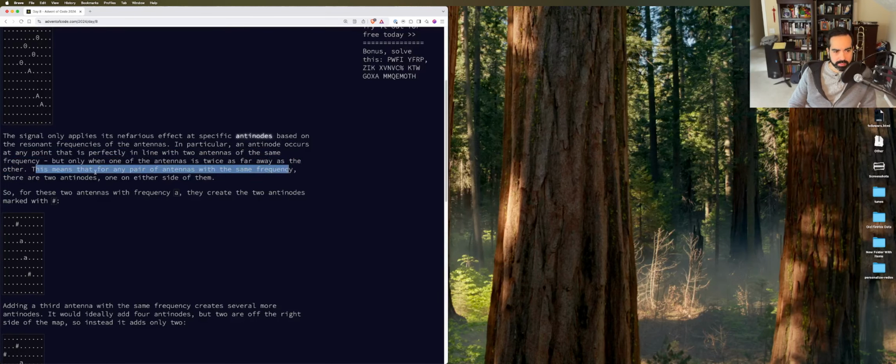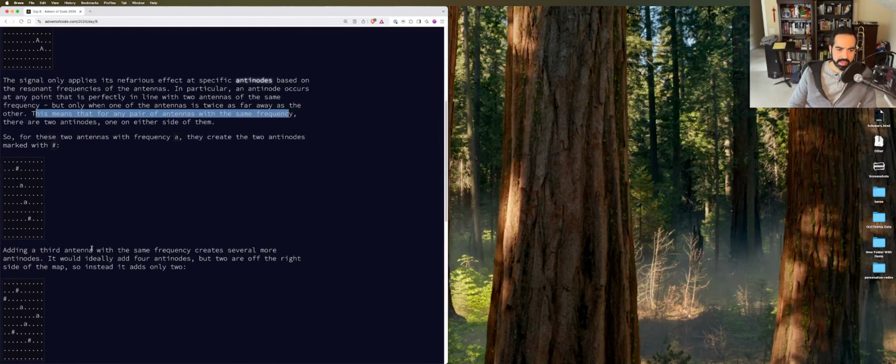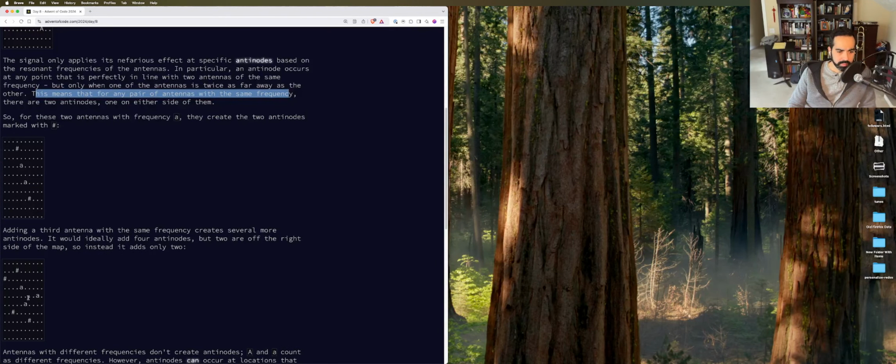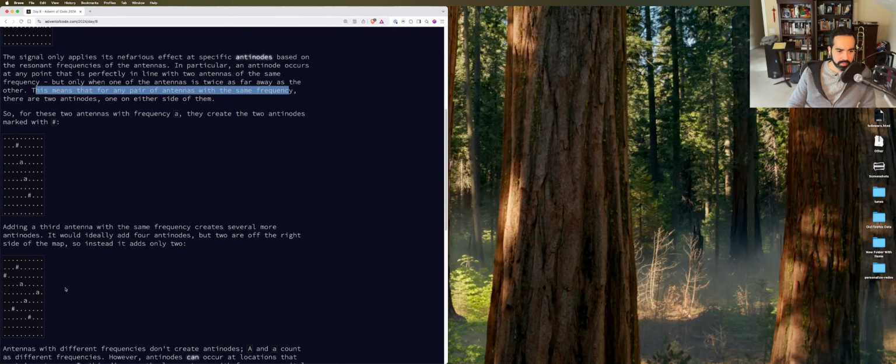With the same frequency, there are two antinodes on either side of them. So for two antennas with frequency a, they create two antinodes. Okay, adding a third creates several more antinodes. Boom, boom, here. Boom, boom, here. But two are off to the right side of the map. Okay, so you can't go off the map, but there are two, one here and one down here.